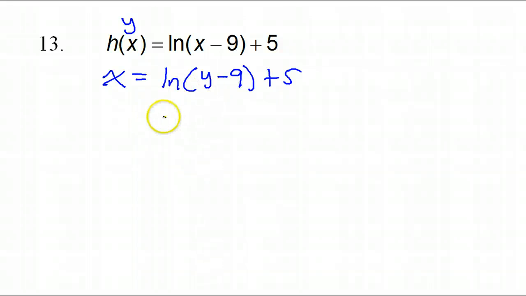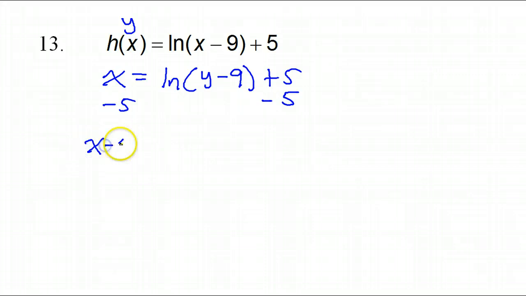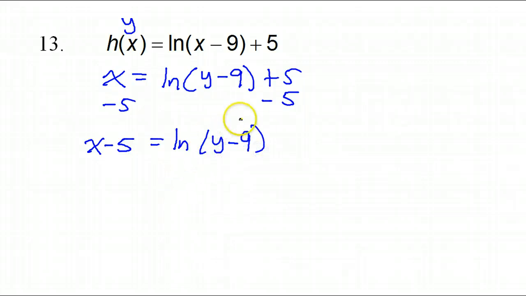Alright, I switched my x and my y. Now I have to solve for y. So first I subtract 5 from both sides. So now I'll have x minus 5 is equal to natural log of y minus 9. Remember that natural log is an invisible base e.